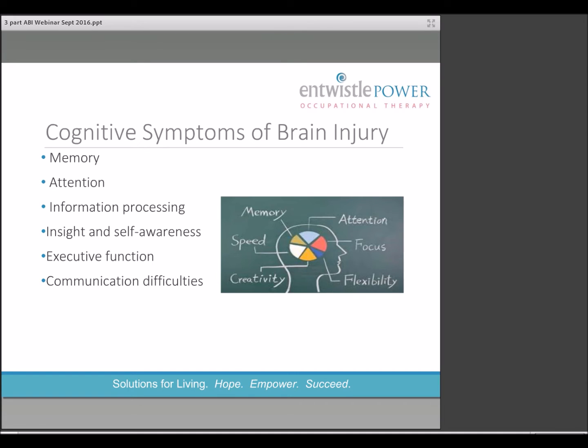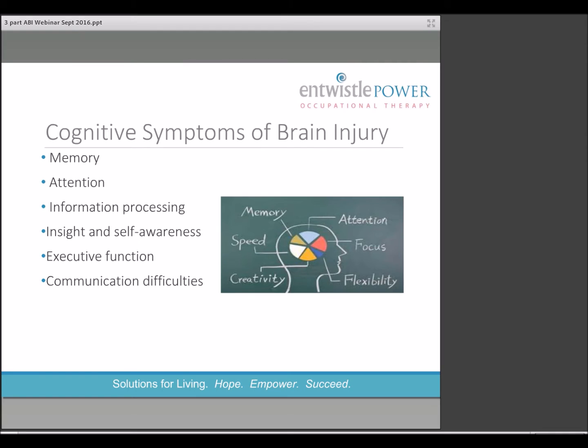Cognitive or thinking symptoms are almost always present and may include things such as difficulties with memory or the ability to acquire, store, retain, and later retrieve information. We may also see decreased attention or the ability to focus on one thing while ignoring other things that may be going on at the same time. You may also see that your clients have reduced information processing speed, which may present itself as a feeling of slowness and affects how information is taken in and subsequently learned.